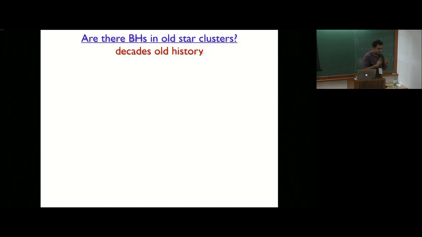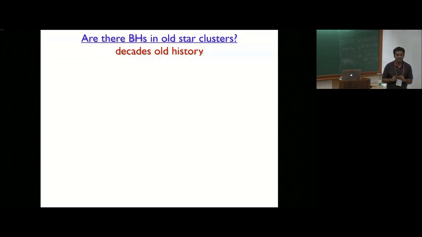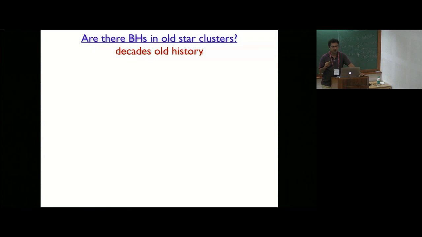So the real question is, since this is a gravitational school, we need to come back to black holes because they're fascinating. The real question is, do globular clusters now have black holes? And this question has a decades-old history, and the answer to this has dramatically changed in the last 5 or 6 years. And this is the reason.